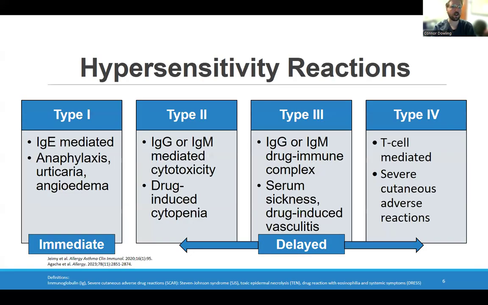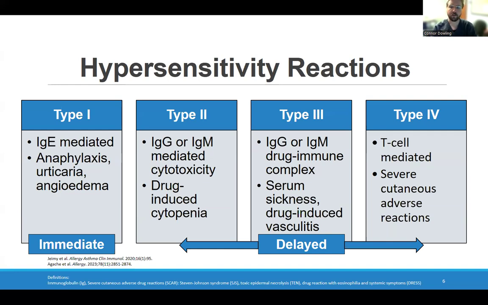I wanted to start off this presentation talking very briefly about hypersensitivity reactions. As you can see here, there are several different types, and this is just one of the ways that we can classify hypersensitivity reactions. This is the Coombs classification. There are other ways, but throughout this presentation, if you hear me talk about type 1, type 2, type 3, or type 4, this is what I'm referring to.